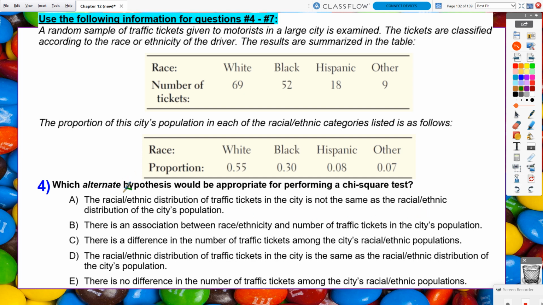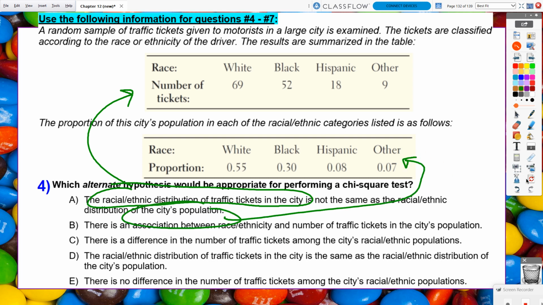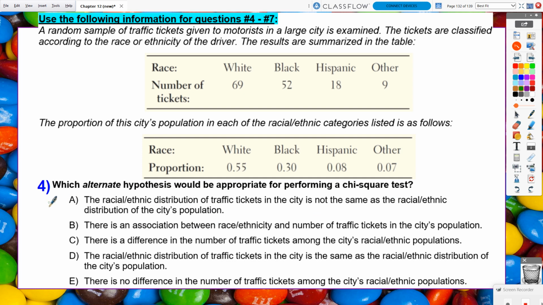What they're saying in this first part is that the traffic tickets in the city, which is our first data set here, are not the same as the city's population distribution. And I think that matches up pretty well. A is looking good, but let's make sure that the others don't work out.